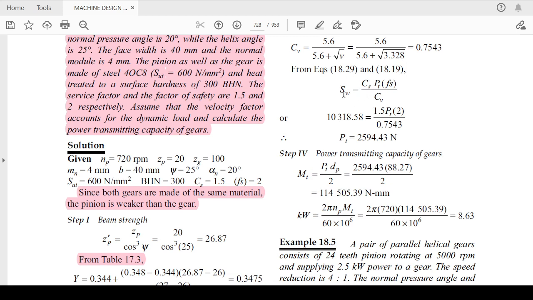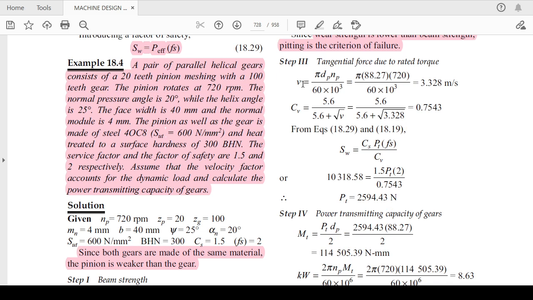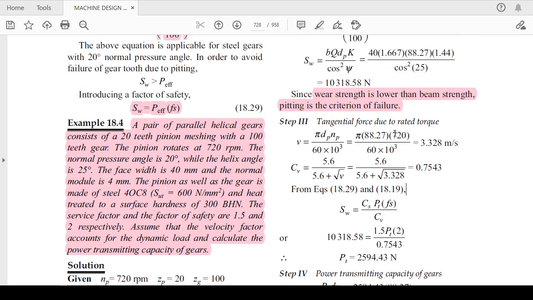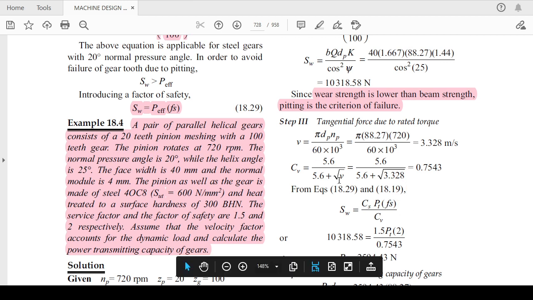So for this calculation what we have done, we equated this particular formula. Wear strength is equal to CS PT FOS by CV. CS is known, which is your service factor. CV you have to calculate. PT is unknown, which you are going to get with the help of this equation. Wear strength you have already calculated here, which is 10318. Factor of safety is known to you. So only one thing is remaining, which is CV.